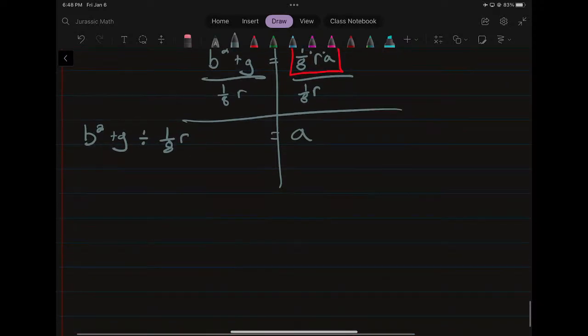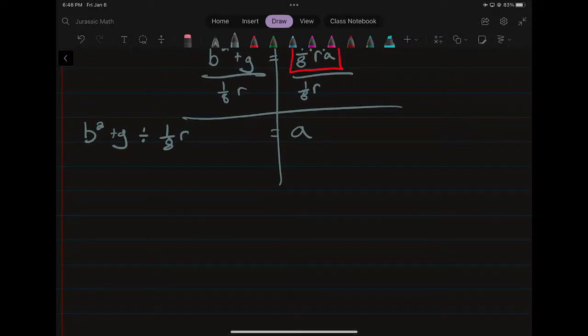Since we're dividing and there's at least one fraction, we're going to make sure that the first thing is a fraction divided by 1/8 R. What I'm going to do is move the R up top, because 1/8 times R is just R over 8, or 1R over 8. And now I can do my keep, change, flip.